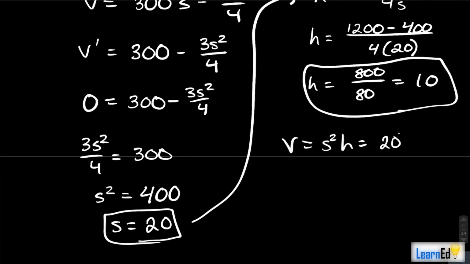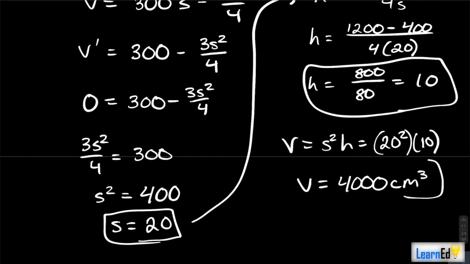We get 20 squared times 10, and so we would end up getting 4,000, and we can write that as centimeters cubed. Okay, and that's the answer to your first optimization problem. Now let's move on to the second.